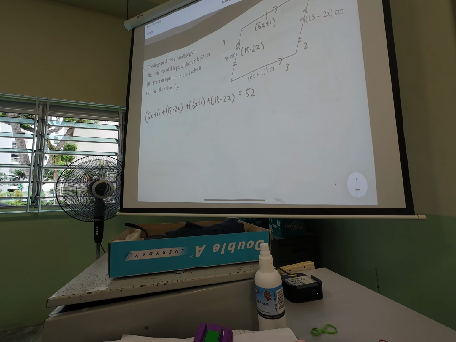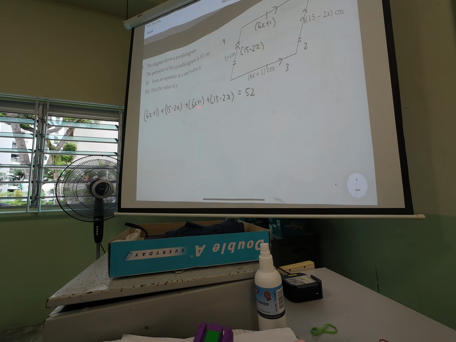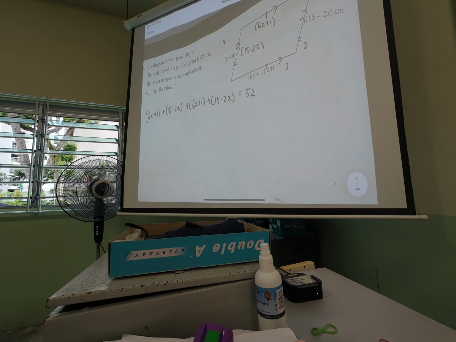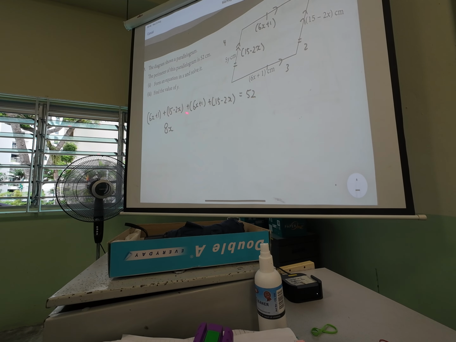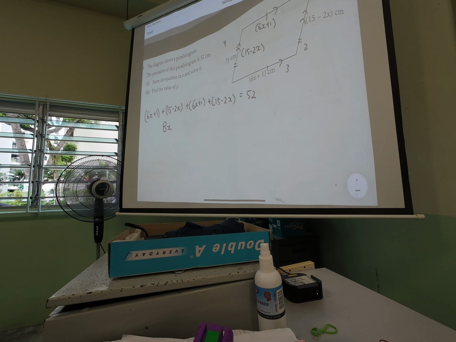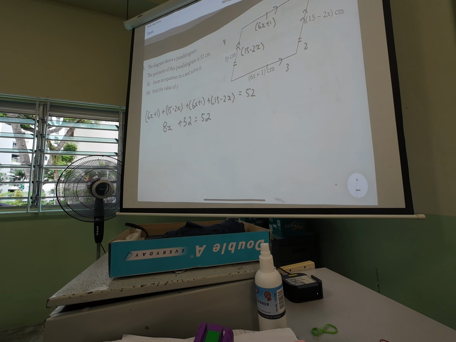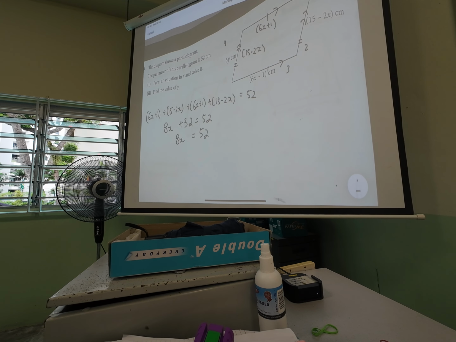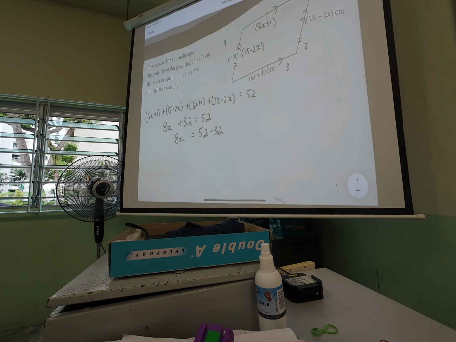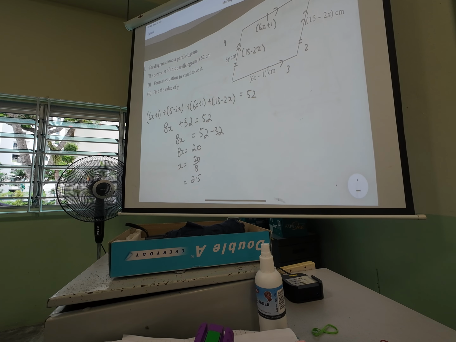Then I can simplify. Put all my x's together, put all my numbers together. 6x minus 2x is 4x, 4x plus 6x is 10x, 10x minus 2x is 8x. So all together I have 8x. Plus 1 plus 15 is plus 16. Plus 16 plus 1 more is plus 17. Plus 17 plus 15 is plus 32. So 8x plus 32 is 52. If I only want 8x, I need to minus 32. When I minus 32 from the left, I have to minus 32 on the right. So 8x equals 20. x equals 20 divided by 8, which is 2.5.